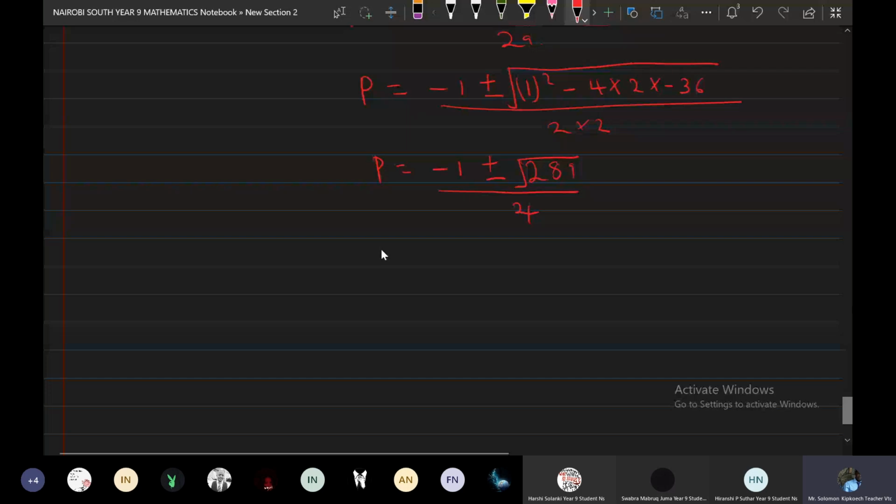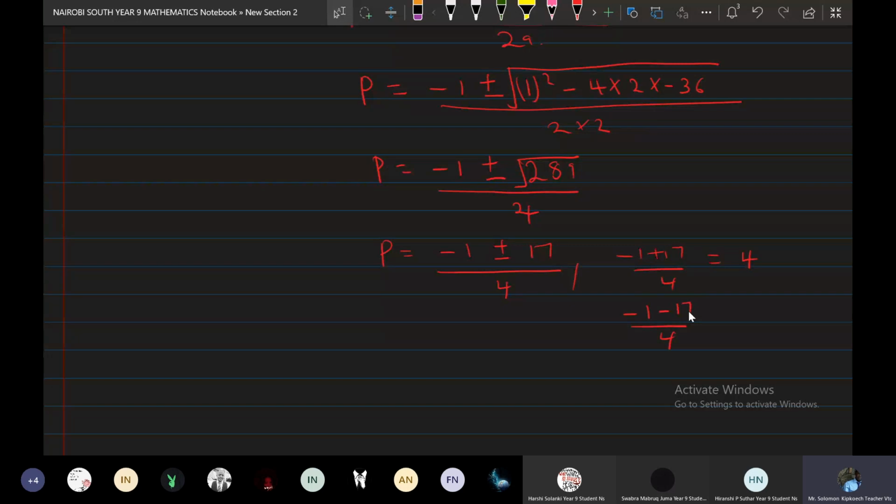You can take it as positive: -1 plus 17 out of 4. That is 16 divided by 4, you get 4. You can also take the negative: -1 minus 17 all over 4. This is -18 divided by 4, you get -4.5.